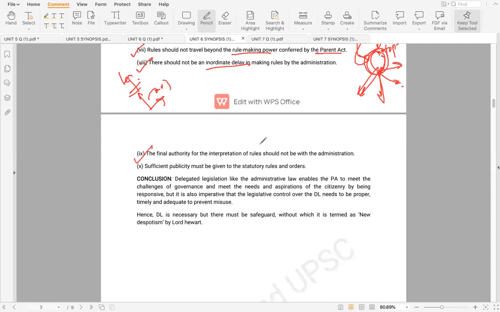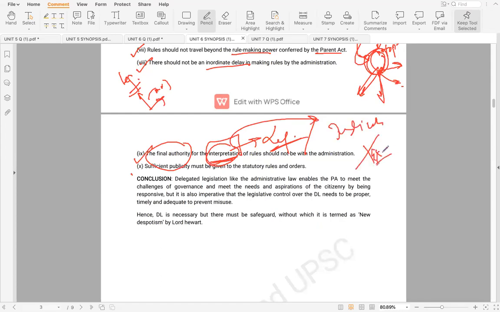The final authority for the interpretation of rules should not be with the administration. The final authority for the interpretation should lie with the legislature. Exactly. Or if you have to interpret it only once it's done, the judiciary, right? Not the executive. Sufficient publicity must be given to the statutory rules and orders.